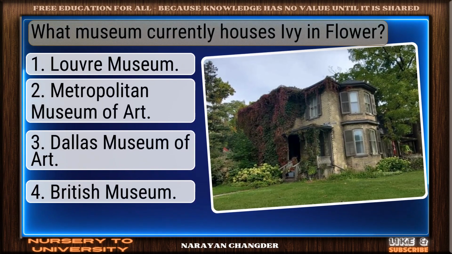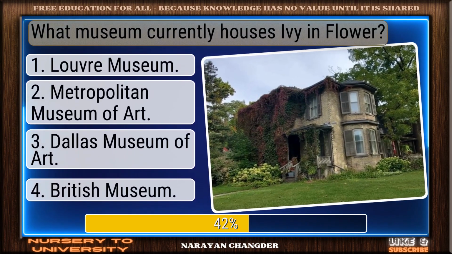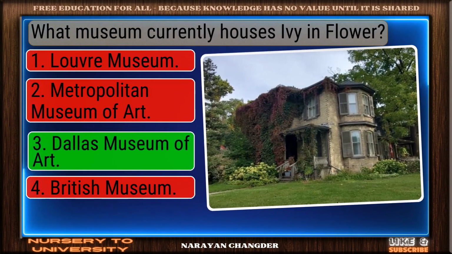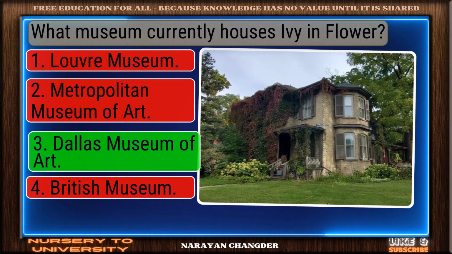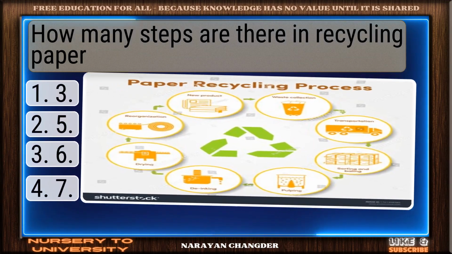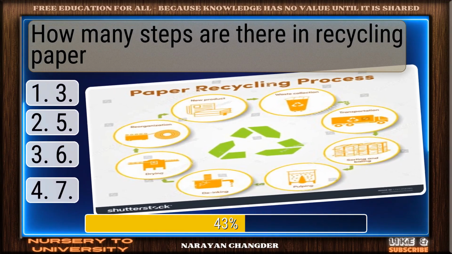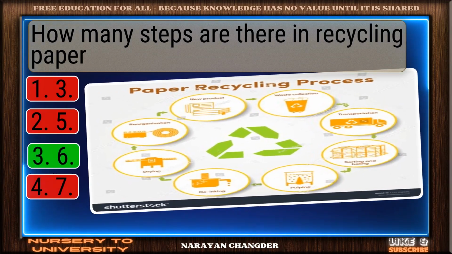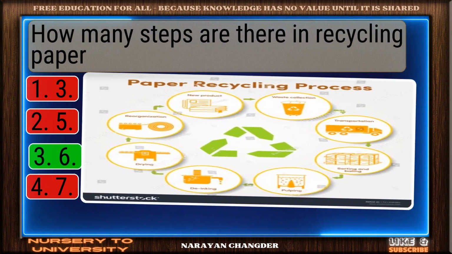What museum currently houses ivy and flower? You chose Dallas Museum of Art, and it is correct. How many steps are there in recycling paper? Great job. 6 is the accurate answer.